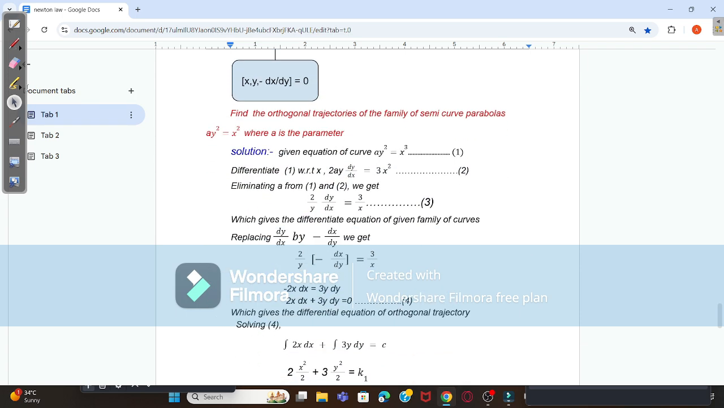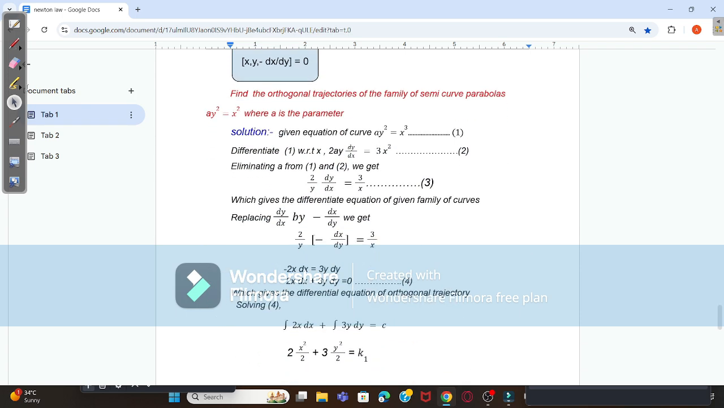This is the example problem that I am giving to you. Find the orthogonal trajectory of the family of semi-cubical parabolas a y square = x cube, where a is the parameter. Given the equation of the curve a y square = x cube. Differentiate with respect to x: 2ay dy/dx = 3x square.